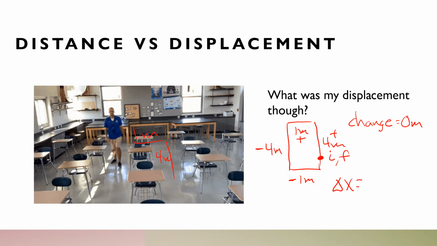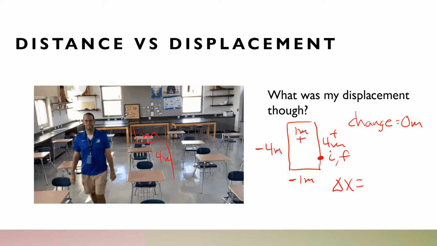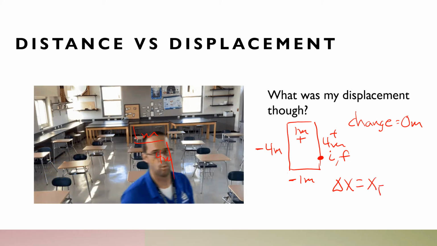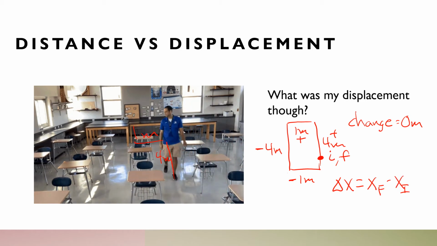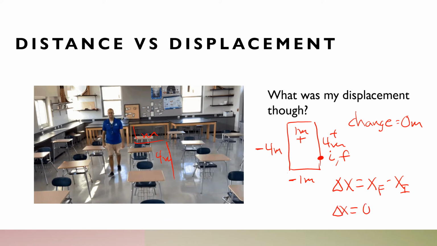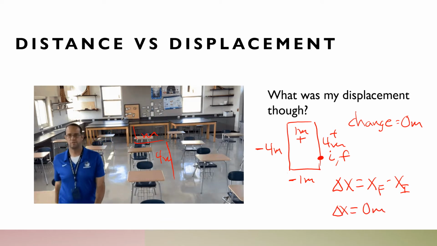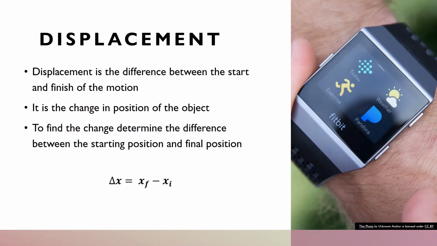meaning that my displacement, which we're going to find is this delta x, meaning change in, is going to be final position minus initial position. And in this case, since my final and initial position are the exact same, my delta x for this motion is 0 meters. So displacement is the difference between the start and finish of the motion. It's a change in position of the object. In terms of that change, you're going to subtract the final minus initial.